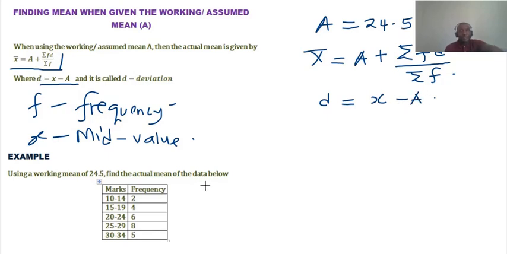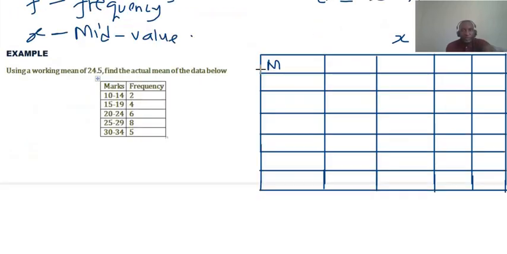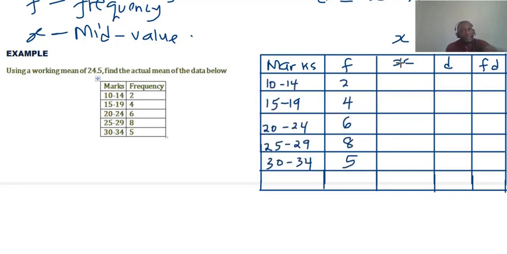So meaning that we are going to redraw our table, and we shall have to include columns of x, then we shall have d following, and then we shall end up with fd. Those are the columns that we are going to include in our new table. So here we have our marks, we have the frequency, we shall have x. After getting x, we shall go ahead to compute the d, then we shall finally get fd. So let's go ahead and enter the columns of marks and frequency just by copying them here. Then we need to go ahead and get x by getting the average of the class limits.